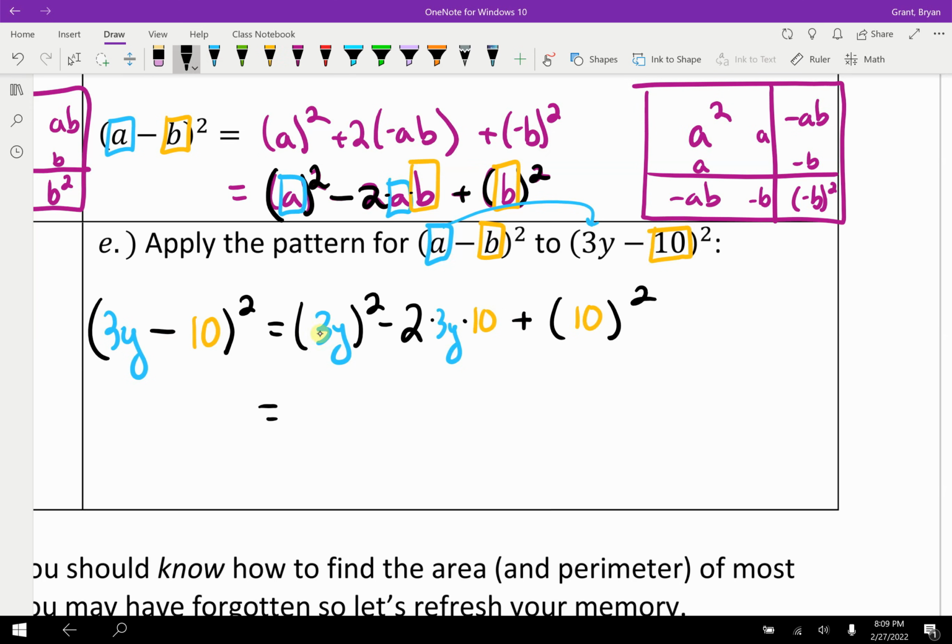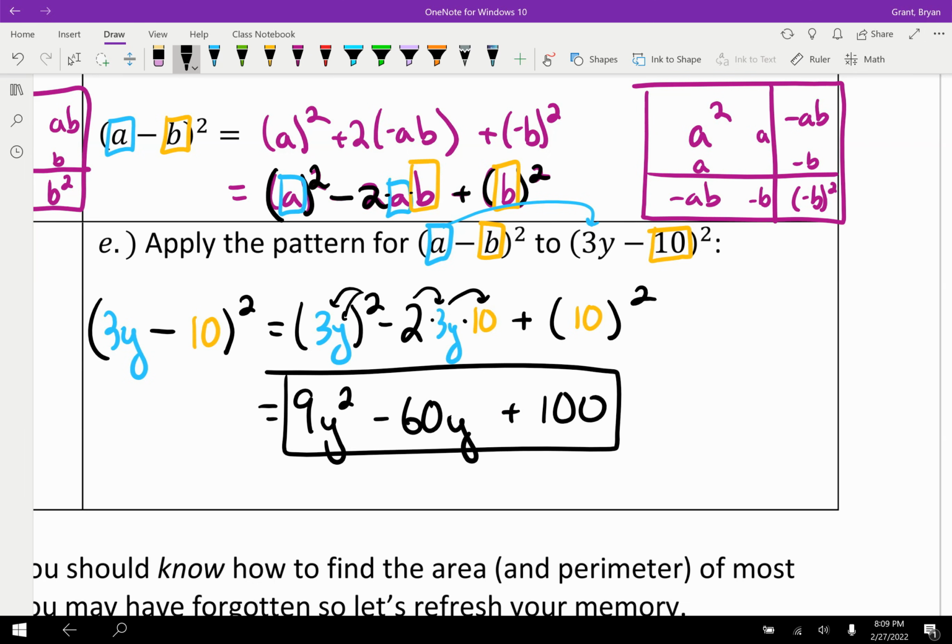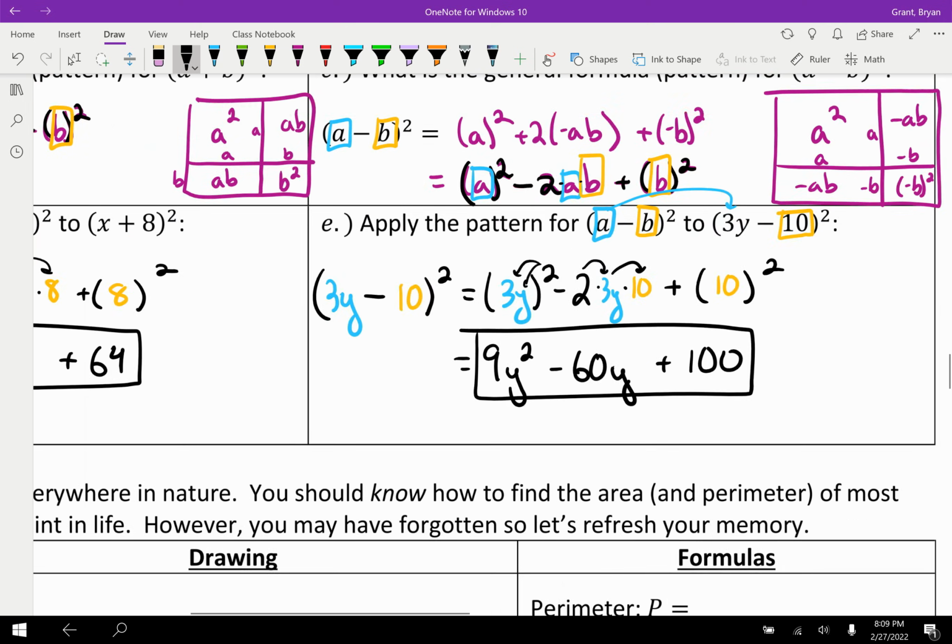Simplifying this down, 3y squared, we can distribute the square here. There's no addition or subtraction. That's 9y squared minus. Let's do all the multiplication. 2 times 3 is 6. 6 times 10 is 60, and the y just tags along. And 10 squared is 100. Pretty cool, huh? Recognizing that pattern.